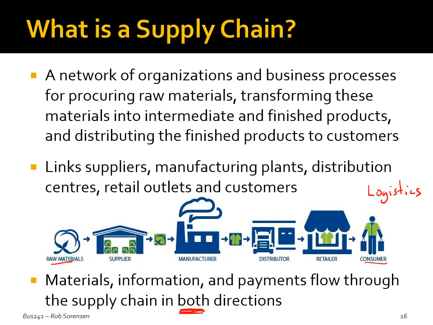contrary to what my little picture has here, they actually can flow back again, can't they? Can't the customer bring things back to the retailer or give them feedback? Can't the retailer return things to the distributor or give them feedback? Can't the distributor bring things back eventually, or give design feedback to the manufacturer, etc.? Right? So we can have a two-way flow of information. Let's not forget that.